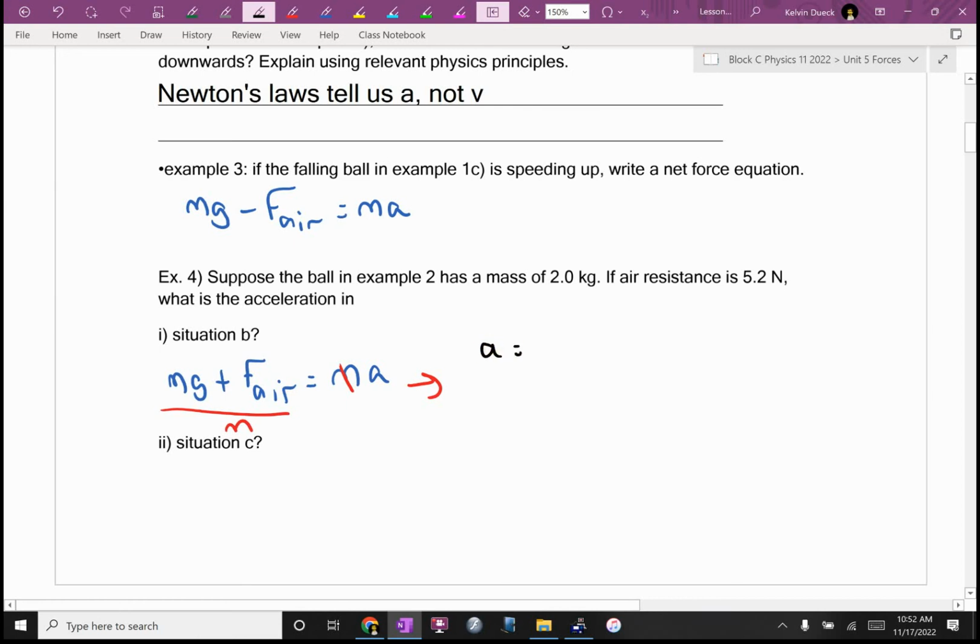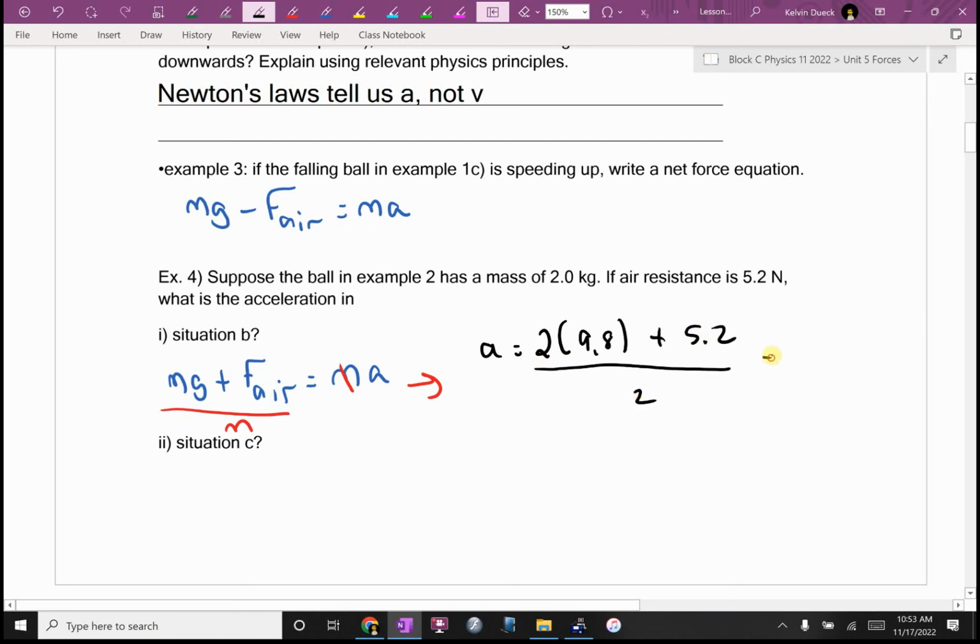Brendan, what's M? They told me in the question somewhere. 2. By the way, are you starting to realize why I told you it's worth memorizing units? I hope you're at the stage where you didn't look for the word mass, you looked for kilograms. And I hope, if it asks you for an acceleration, you're just looking for meters per second squared. You're not even looking for anything else. So 2, what's G? 9.8 plus F air is 5.2. That's in newtons. No need to multiply it by anything.